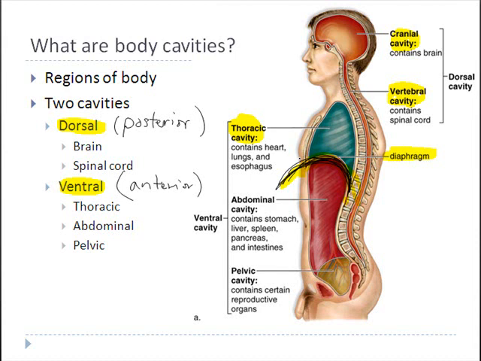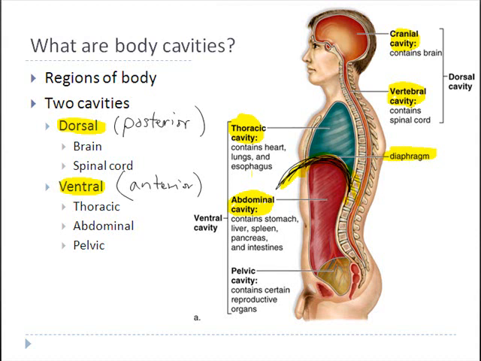Below the diaphragm, or inferior to the diaphragm, is the second cavity of the ventral cavity, and that's called the abdominal cavity. The abdominal cavity is where you find the majority of your digestive organs, things like the liver and the pancreas, the stomach, the intestines, the gallbladder. You also find things in there like the spleen, for example. Those are all housed in the ventral cavity.